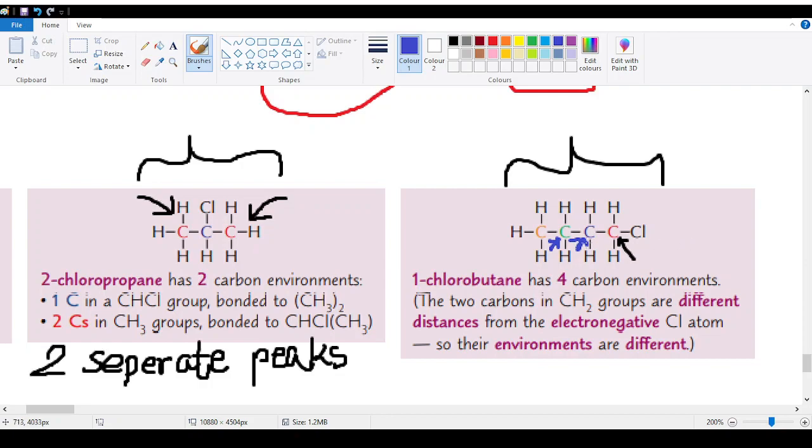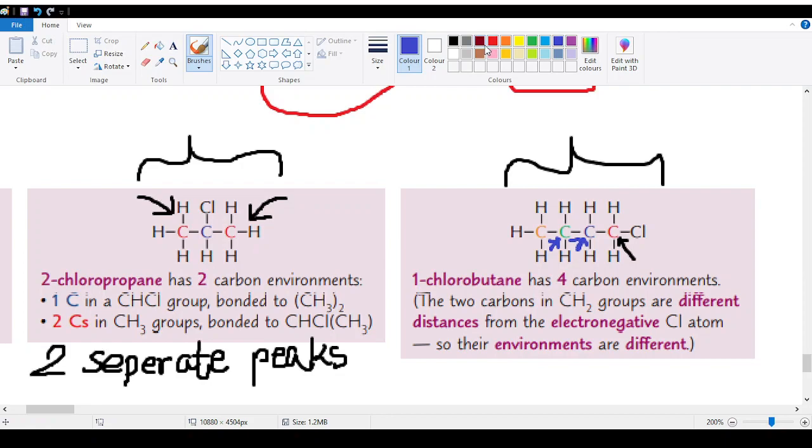Now, the two carbon atoms in the middle, they seem to have similar environment, right? Their surrounding seems to be the same. It looks as if it's the same, but in reality, we are going to say that it's different. All right, why is it different?